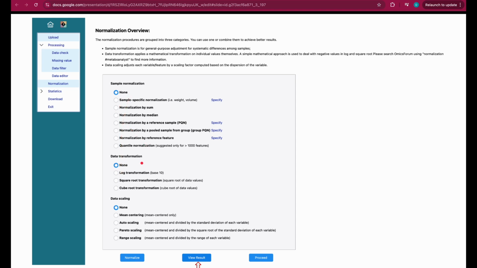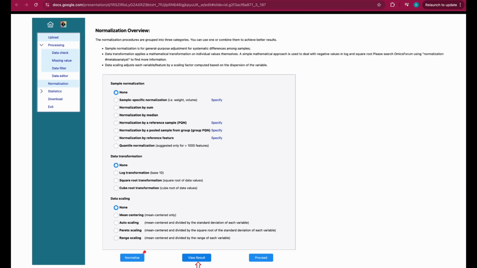Then data transformation, so you can also transform your data. For example, if your values are very large and you cannot see them properly in the graph, you can go for the log transformation so that the range can be adjusted. Or you can go for the square root transformation or cube root transformation, depending. The default is none. Similarly you can scale your data, so it all depends on you, but in this case we'll keep it default. And if you want to change, you can simply click on proceed.